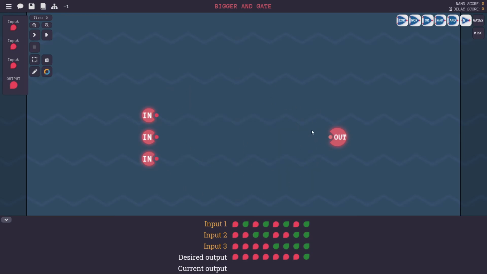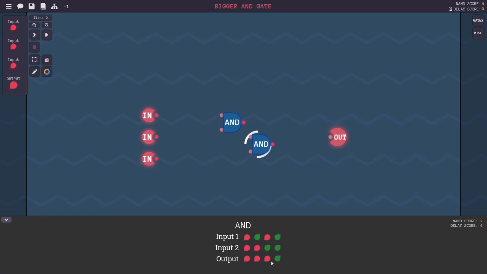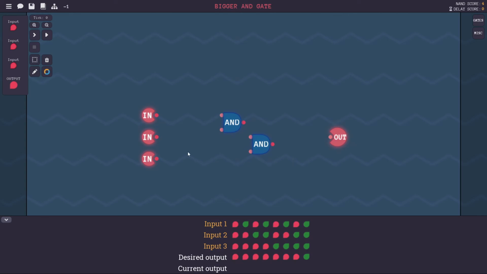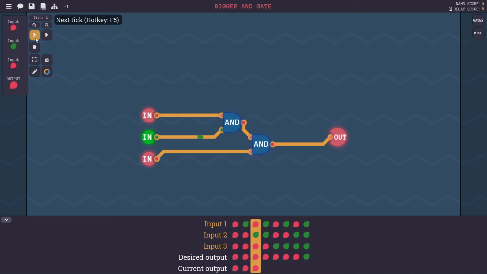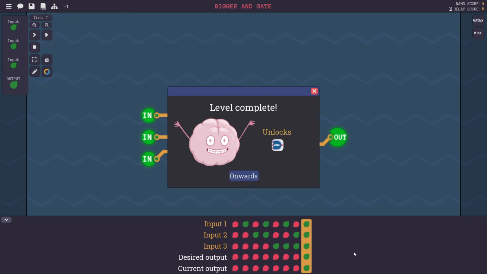Next, we move on to the bigger AND gate. This is slightly trickier. However, you have to realize that the AND gate can be chained. This is because the AND gate only produces an output when both of its inputs are high, which means connecting the first two inputs to one AND gate means that the output of this AND gate will only turn on when both of these are on, which means that the input to the second AND gate will only be on when both of these are on. And that means that the output of the second AND gate will only be on when both of these are on and this is also on. And you can see that works.